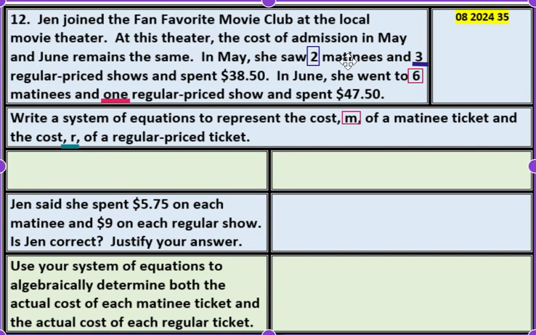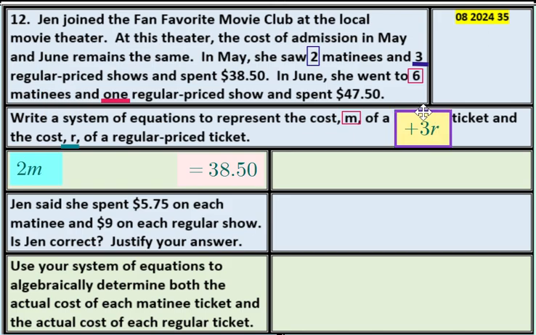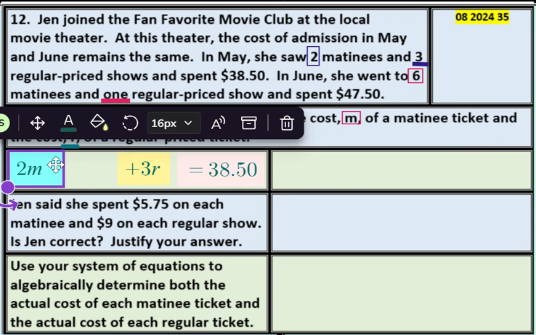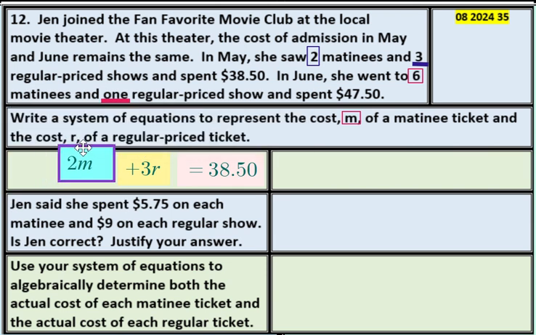So notice that I did annotate our paragraph so that I've got all the information highlighted to make it stand out of what's happening in these 2 different months. So in the first month, I'm going to catalog. I'm going to start with she spent $38.50. What did she spend her money on? She spent 2 matinees and 3 regular price shows for $38.50. That's our first equation.